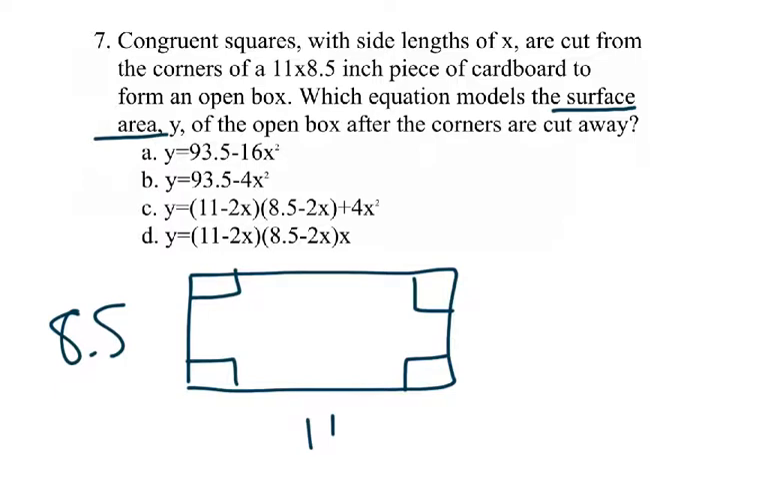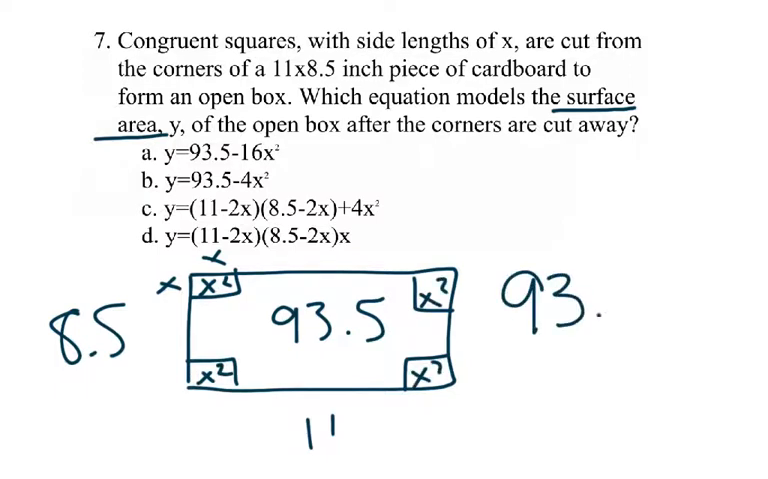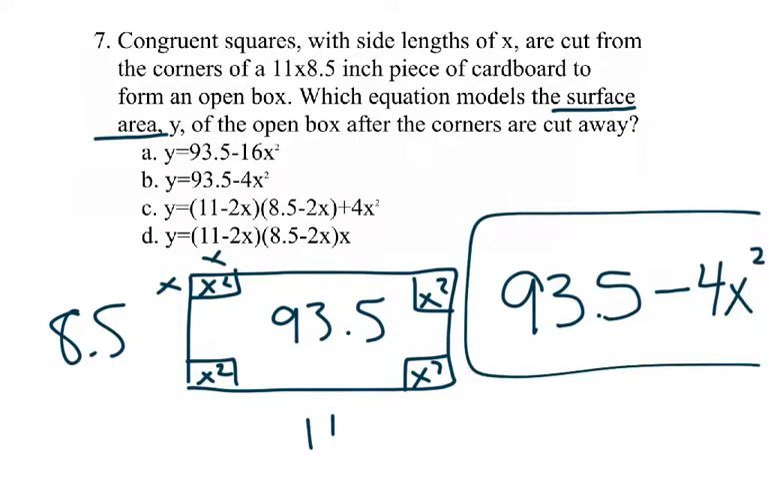So you started out with 8.5 by 11. So if I find the area of that, woo, I get that's 93.5, but then I cut away x by x, and x times x is x squared. x squared, x squared, x squared. So I had 93.5, and then I took away 4x squared. So that's the difference. We did not do volume because the problem clearly states that you're talking about surface area.